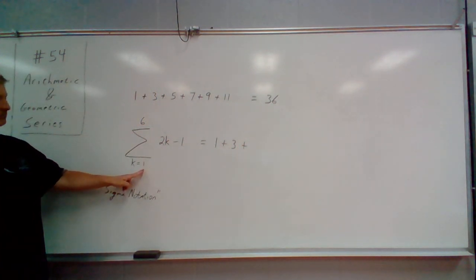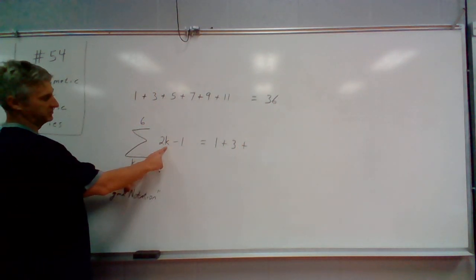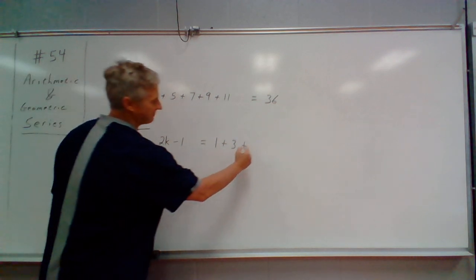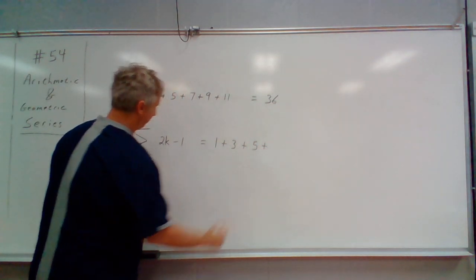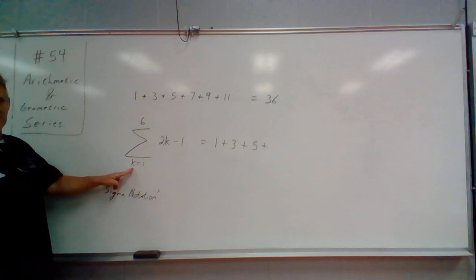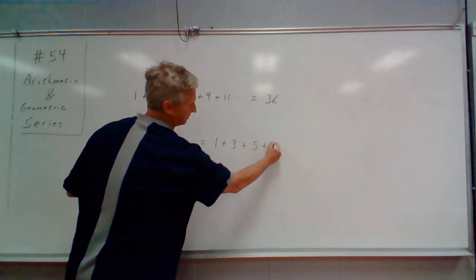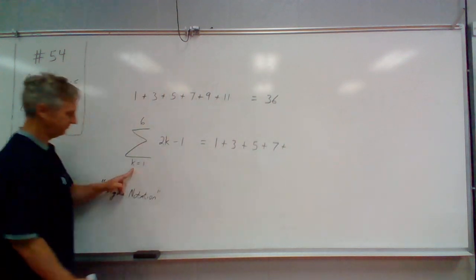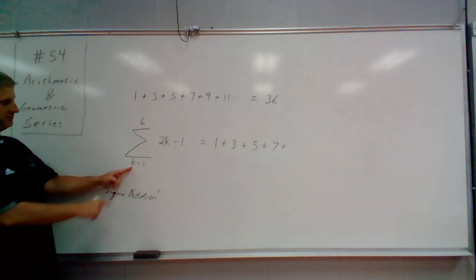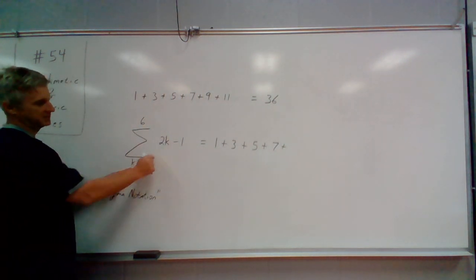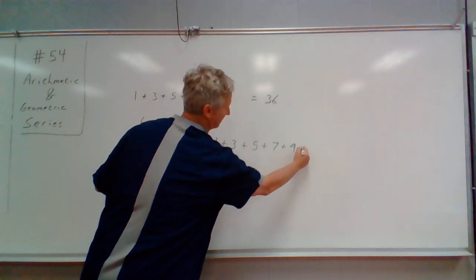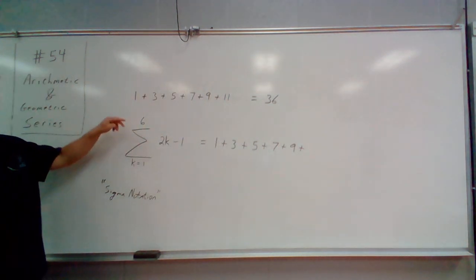And now K is going to be 3. 2 times 3 is 6. 6 minus 1 is 5. So I know I'm going to have a 5. Now K will be 4. 2 times 4 is 8. 8 minus 1 is 7. There's my next term. Now K is going to be 5. 2 times 5 is 10. 10 minus 1 is 9. So I get that. Now K is going to be 6.